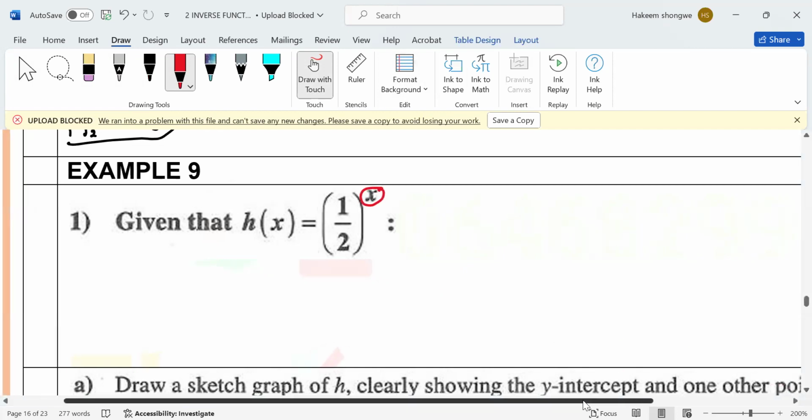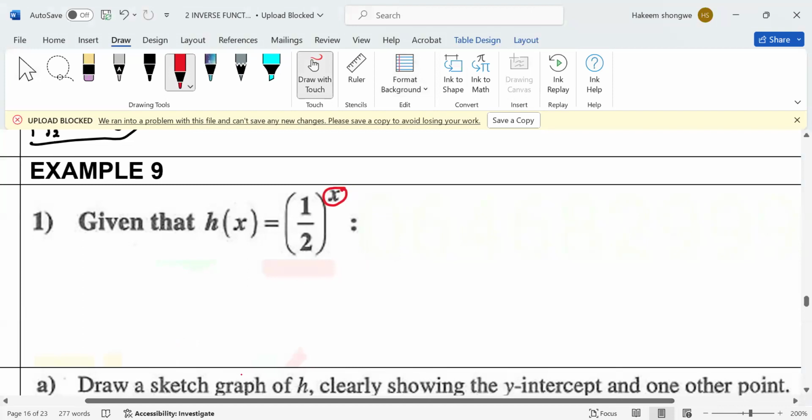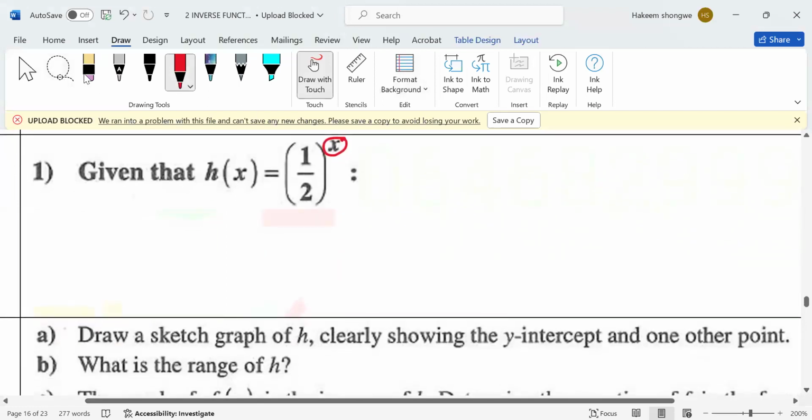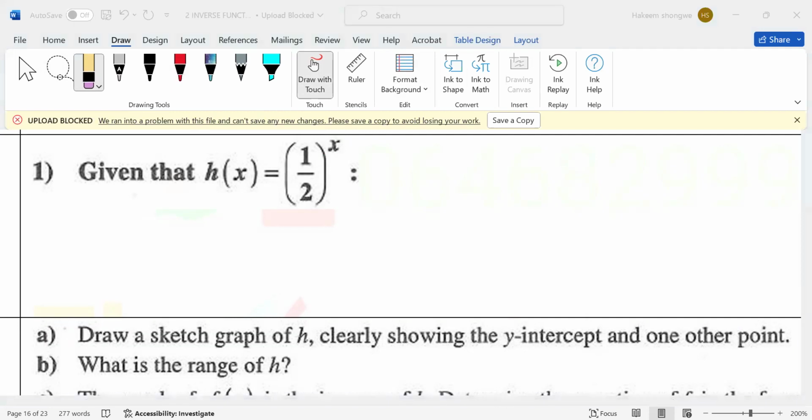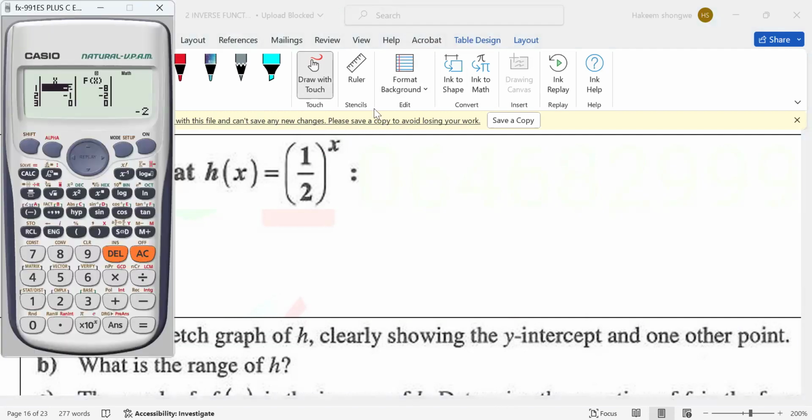What does the first question say? It says, draw a sketch of h, clearly showing the y-intercept and one other point. Now, if they ask us to draw it, we have a Casio calculator. So we're going to go to our calculator and say we have mode, and then we go to table. And then we type this thing exactly the way it is.